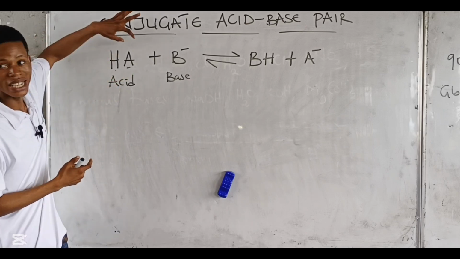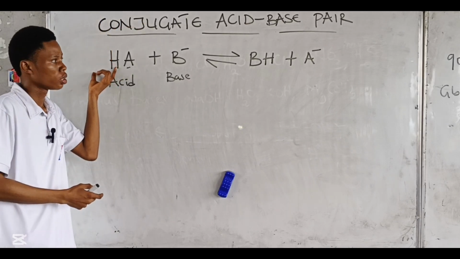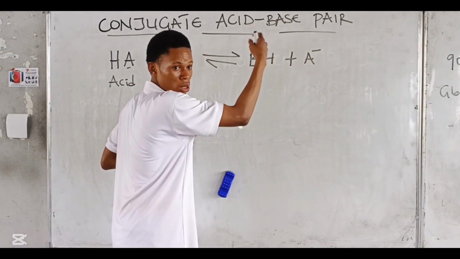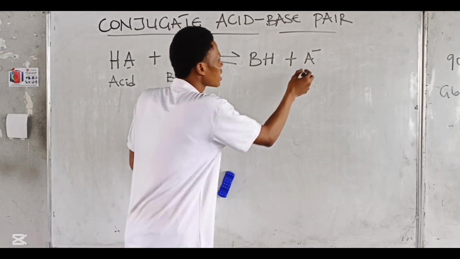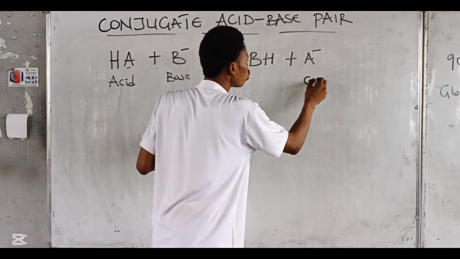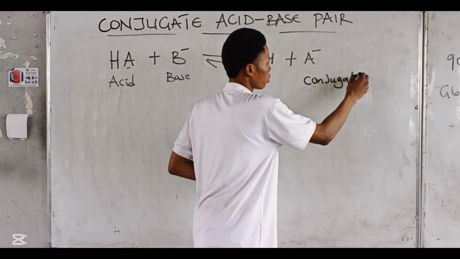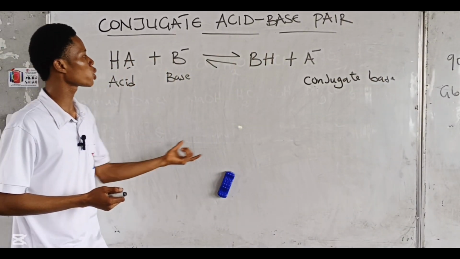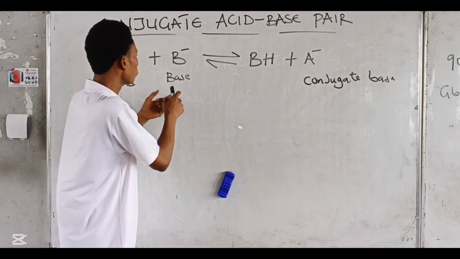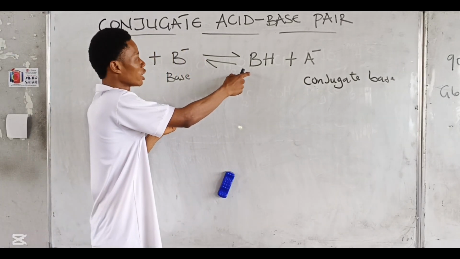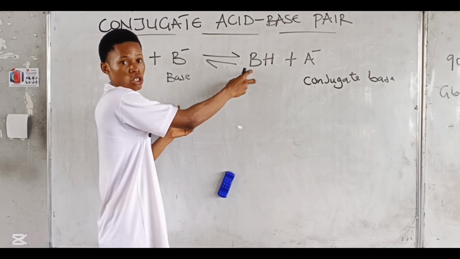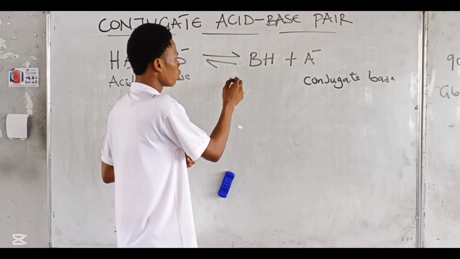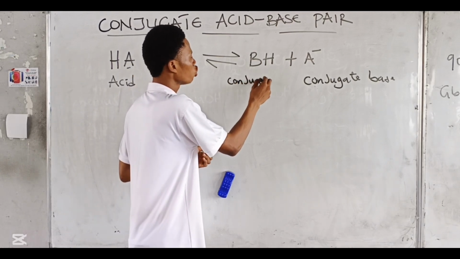Now, if this acid gives out this proton, you see there's no H here again, meaning that A has given off the proton. So this A becomes the conjugate base. When an acid gives out its proton, it becomes a conjugate base. Now on the product side, the base has accepted a proton, a hydrogen ion. When a base accepts a hydrogen ion, we call that the conjugate acid.